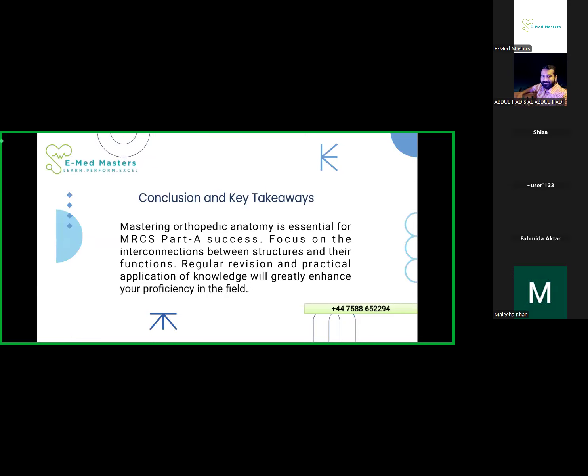Okay, conclusion and key takeaways. Mastering orthopedic anatomy is essential for MRCS Part A success. Focus on the interconnection between structures and their functions. Regular revision and practical application of knowledge will greatly enhance your proficiency in the field.